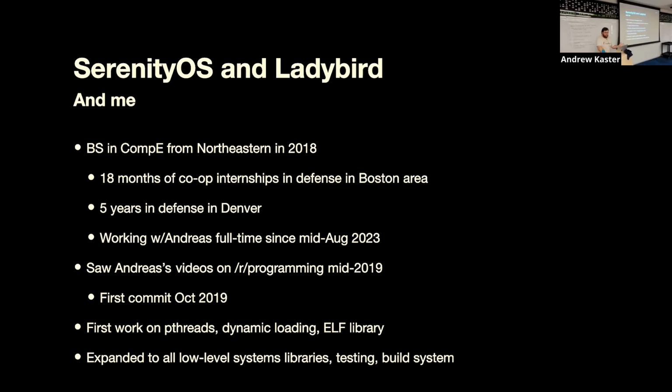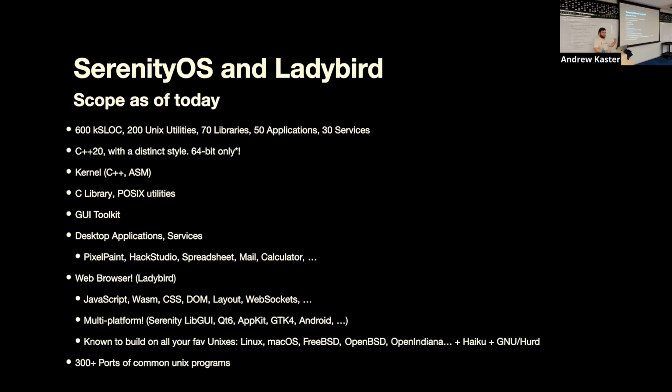So that's me. All right, so what is the scope of this project? What are we looking at as far as the damage for how hard it is to make a build system, to make all the pretty GUIs that I showed you earlier in the demo? There's like 60,000 lines of code. We've got over 200 of those Unix POSIX utilities. We've got like 70 libraries, 50 applications, and 30 of these system services.